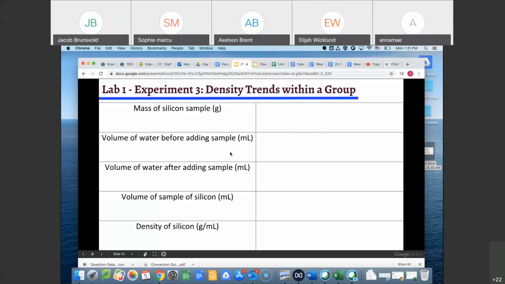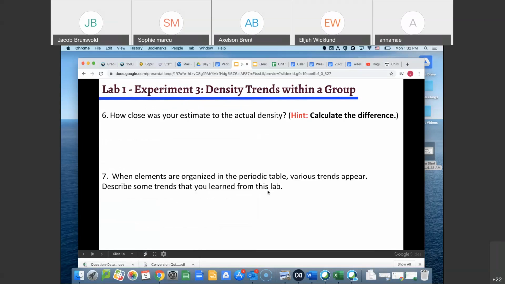I filmed the whole thing happening, but basically we have a mass of silicon. You take the volume before and after, subtract to get the volume of silicon, and then you divide to get the mass. Before you do all this, you have to make a prediction, though. What do you think the density of silicon is going to be? And then you compare your guess with the actual density and see how you did. And so then you'll compare how close was your estimate to the actual density. You do that by calculating the difference.